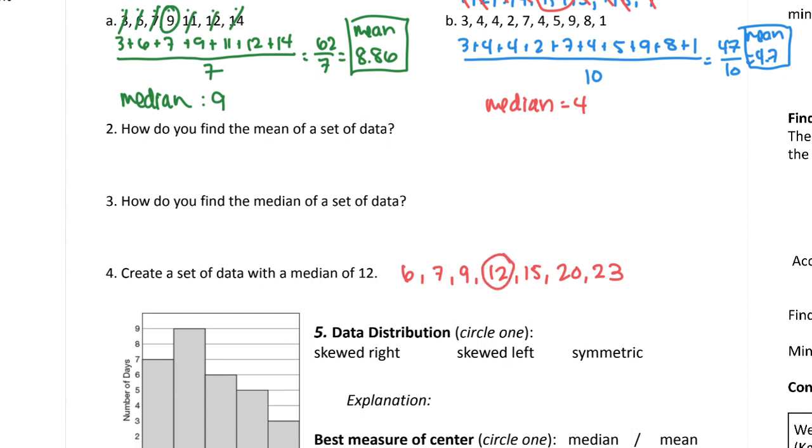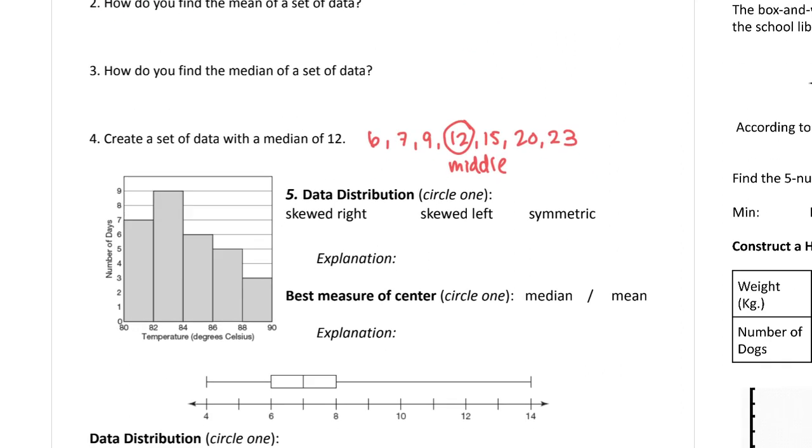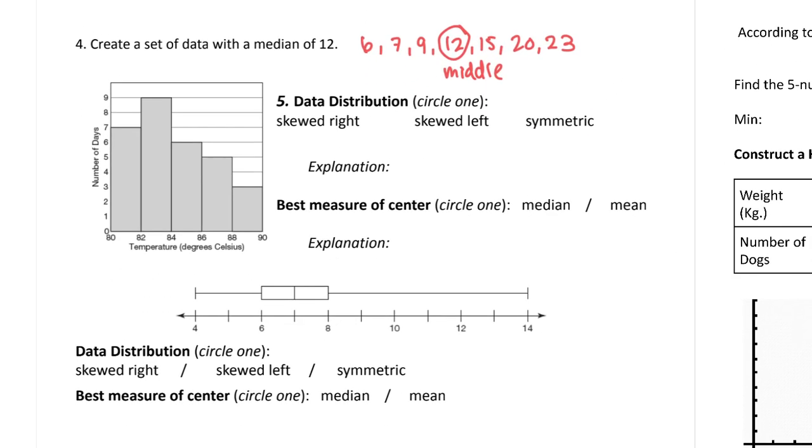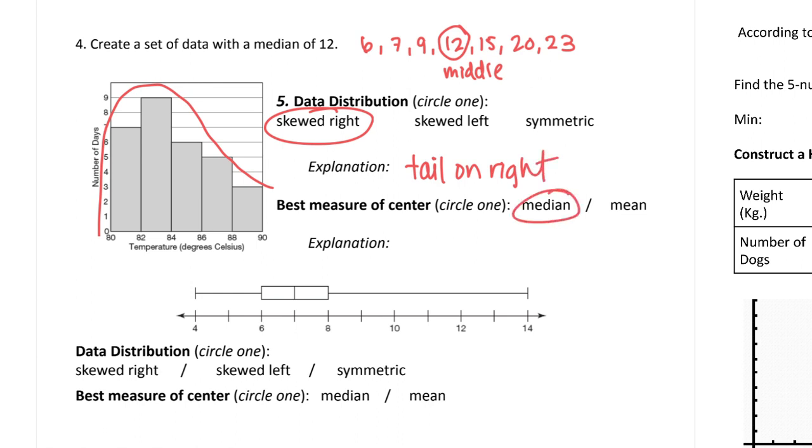As we can see, 12 is in the middle, so that's the median. All right, now let's talk about data distribution. So remember, the direction of the skew is the side that the tail is on. So if we can see in this data set that the tail is on the right-hand side, which means that it's skewed right. So my explanation would be tail on right. Remember, when we have a skewed data set, the best measure of center to use is the median. So my explanation would be because it's skewed.